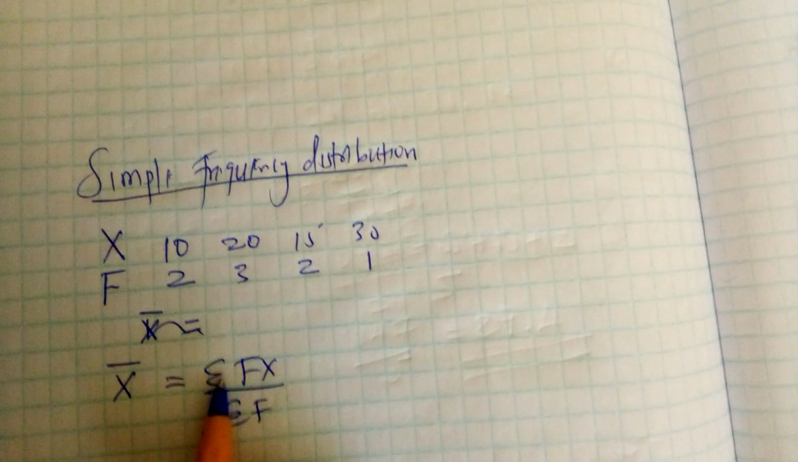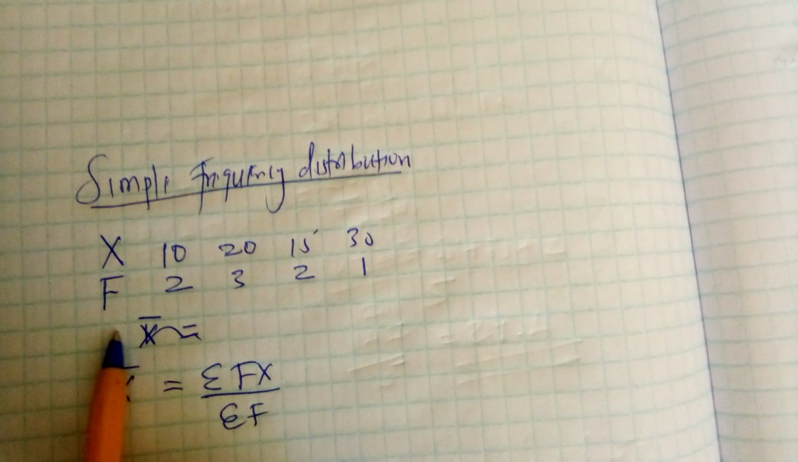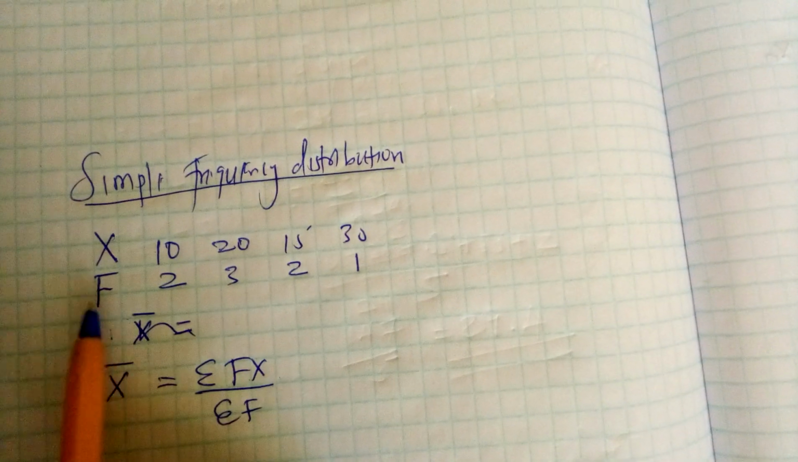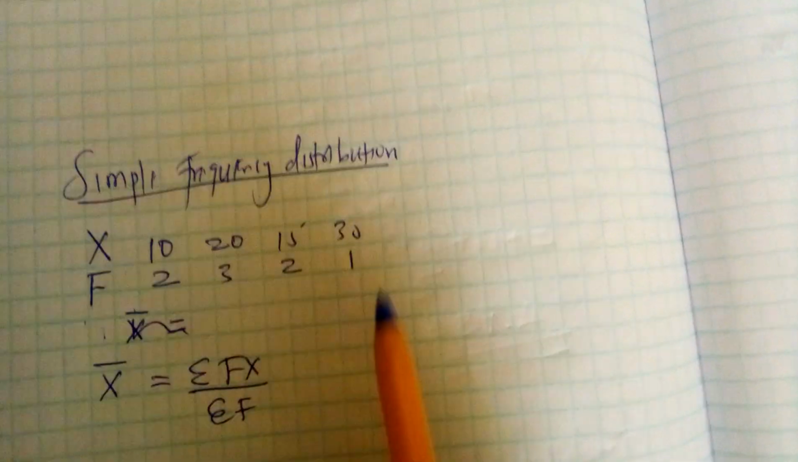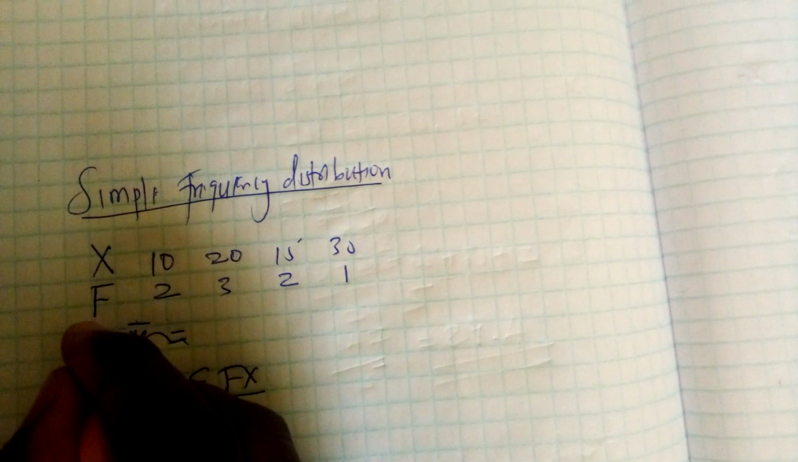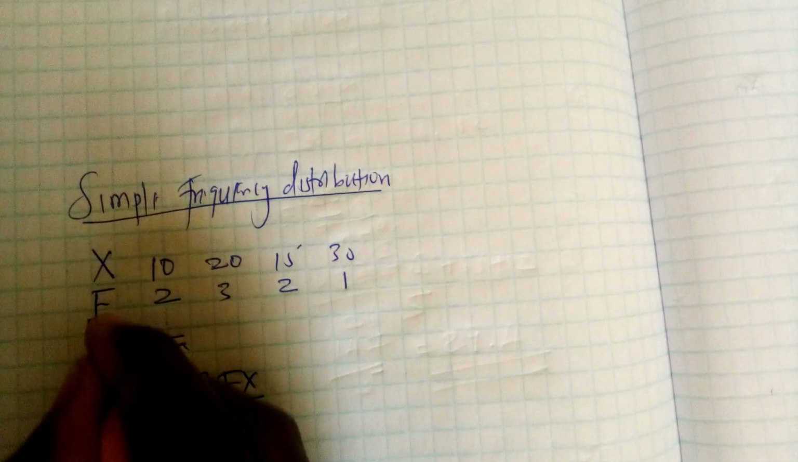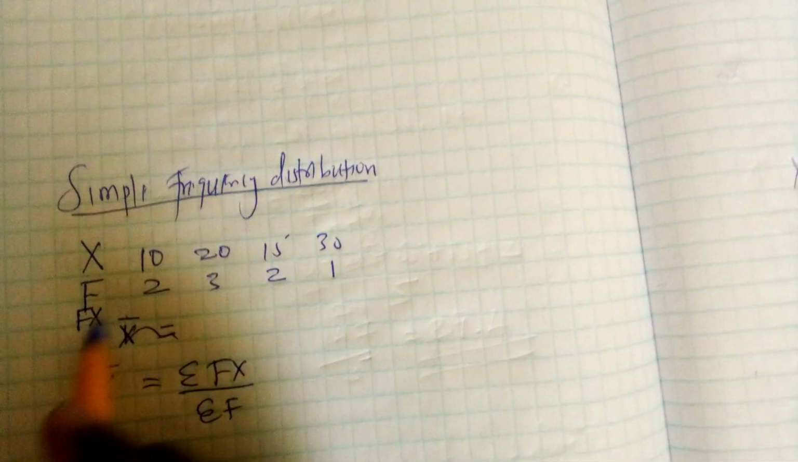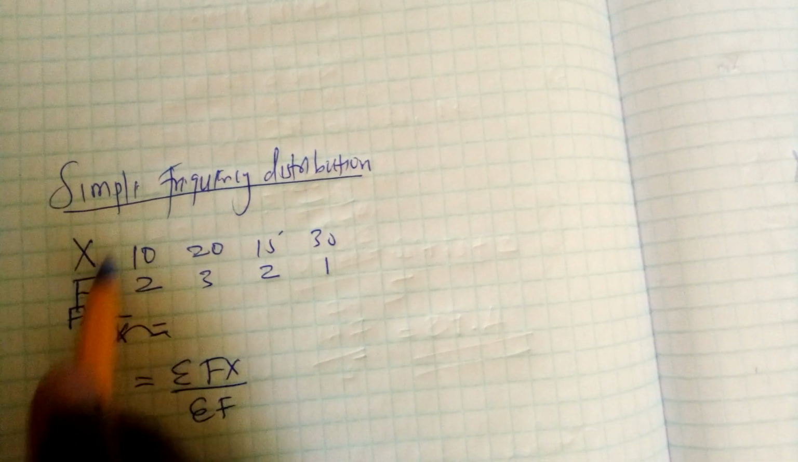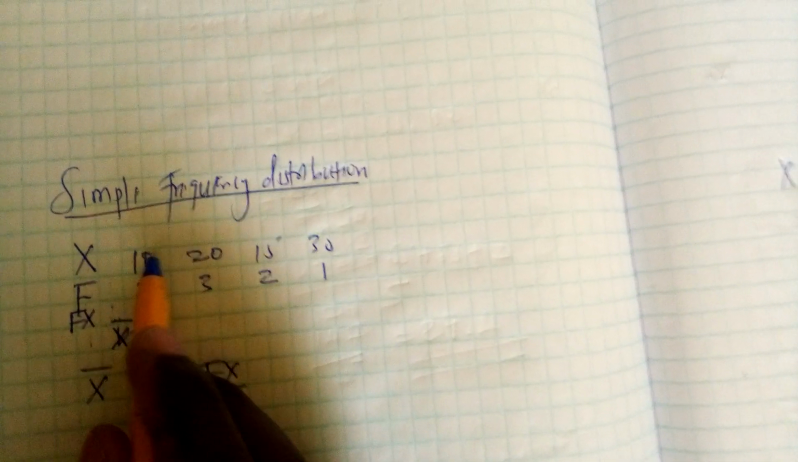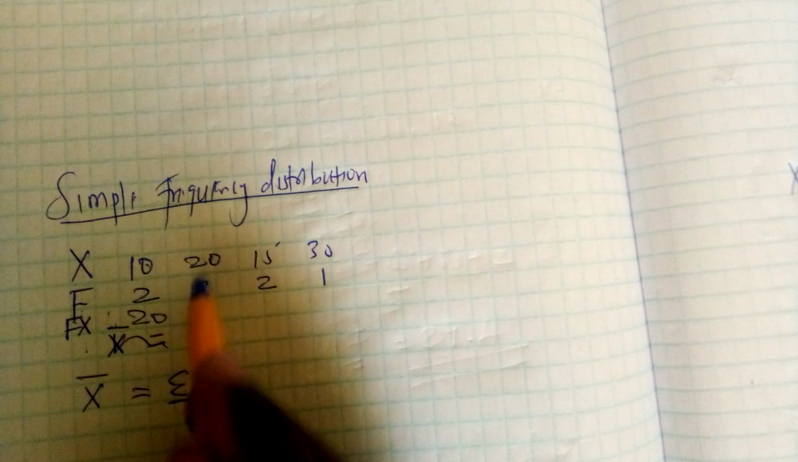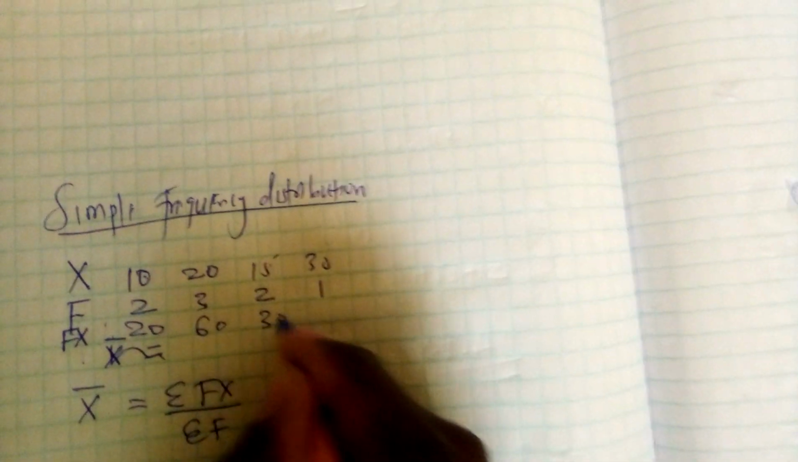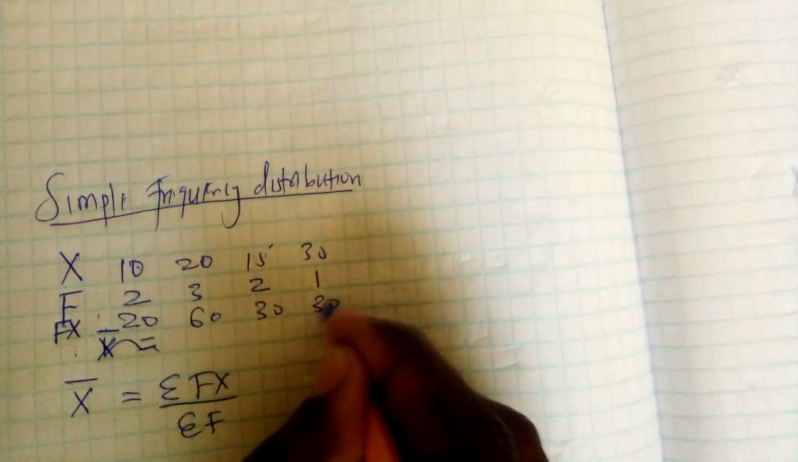So what is summation of fx? You'll be expected now to compute the x and f, and that will be done by multiplying, right? So you're going to add an extra row of fx so that you can compute this. You have 10 by 2, which gives you 20, 20 by 3, which gives you 60, 15 by 2, which gives you 30, and 30 by 1, which also gives you 30.